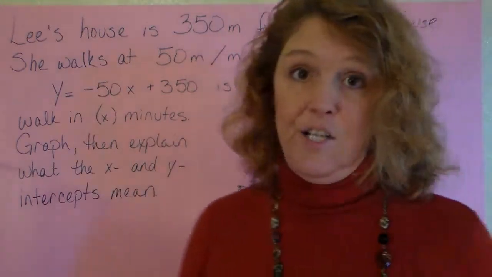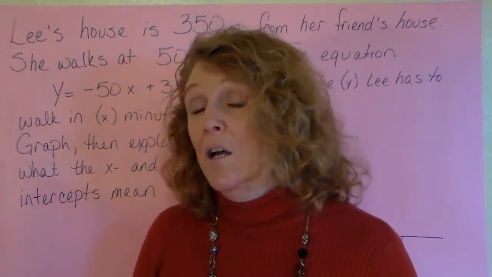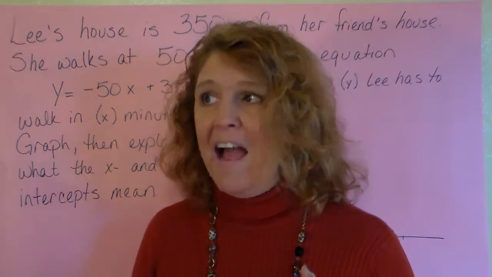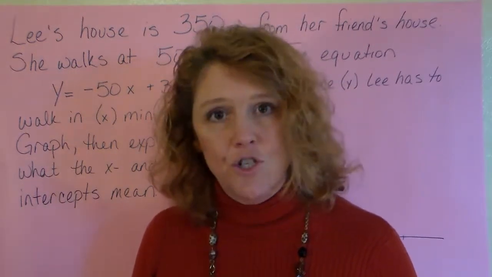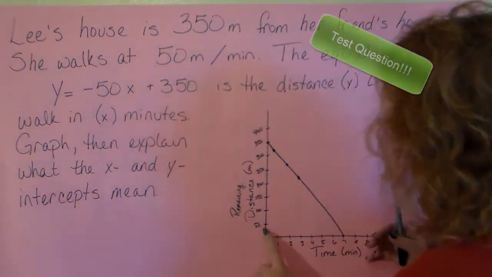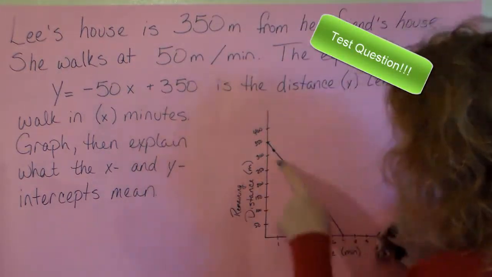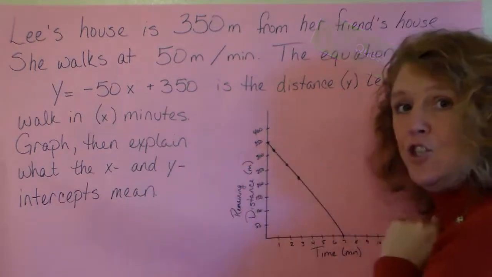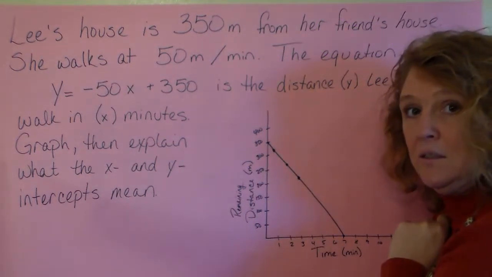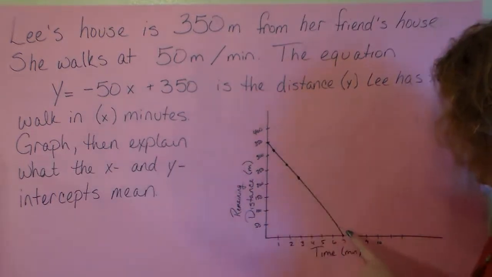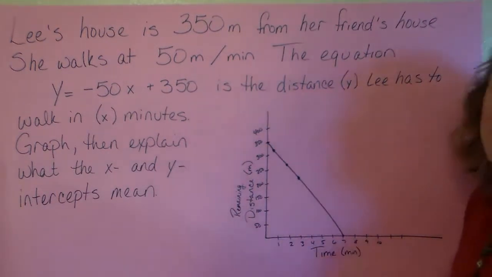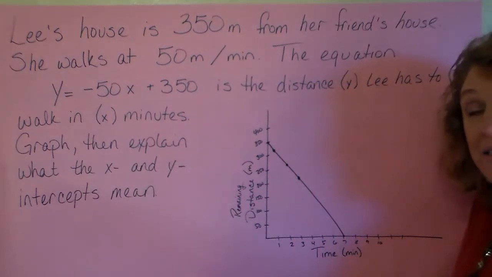And then they'll ask you to explain what the x and y intercepts mean. And that's the concept part. So I just need you to understand it. The y-intercept here, when this line crosses your y-axis, that is the total distance she had to walk. When this line crosses the x-axis, this is the total time it took to walk that distance.